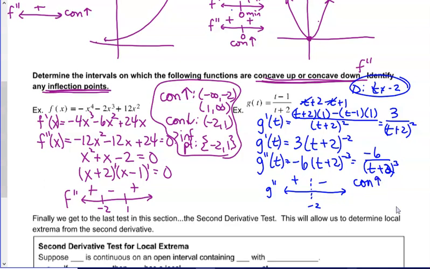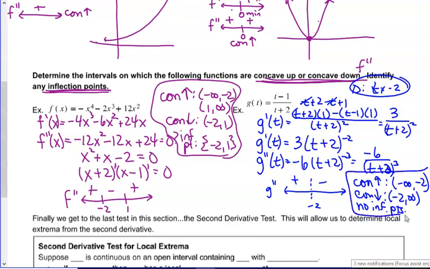So concave up goes from negative infinity to negative 2. And concave down goes from negative 2 to infinity because that's where it is negative. And there are no inflection points because negative 2 is not in my domain. Okay? All right. Very, very good.